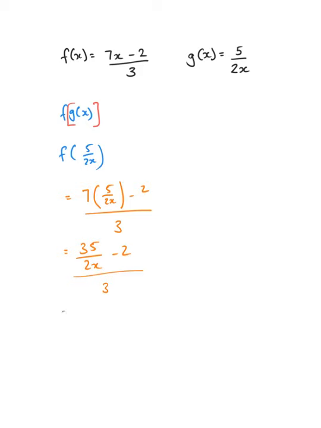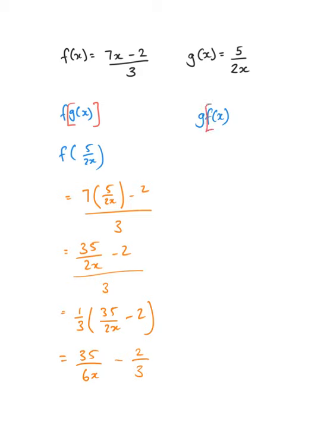Now to simplify that, if you're not sure what that's going to be, let's multiply by a third. So that's going to give me 35 over 6x. Of course, multiplying by a third is the same as dividing by 3, minus 2 over 3. We can look again at what g of f of x is.